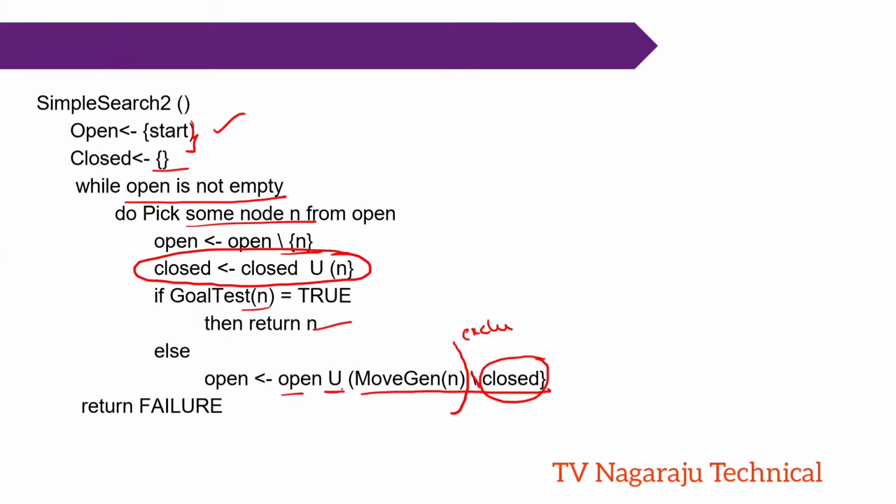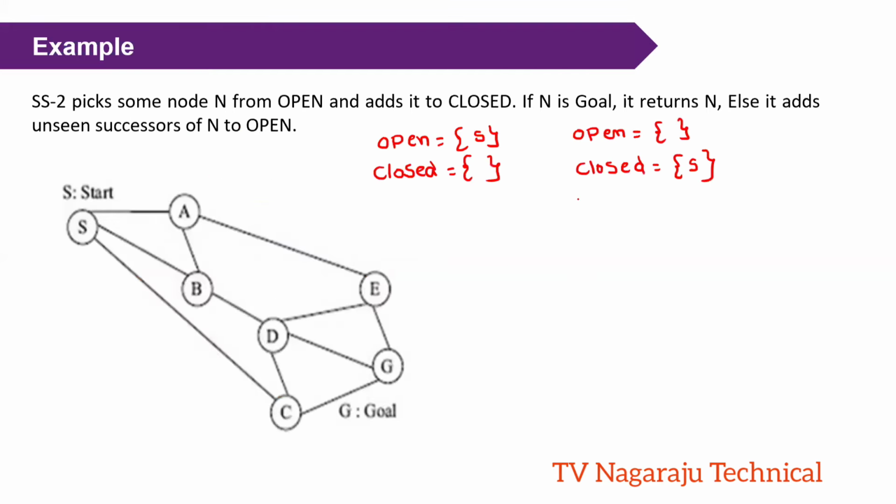Immediately, what are you doing? Open union movegen of S. That means the open is updated like this. What are the neighbors of S? A, B, C. All these A, B, C are added to open. This is the first iteration. Now, in the second iteration, pick node A from open. Now the open consists of three nodes. Pick A from the open.